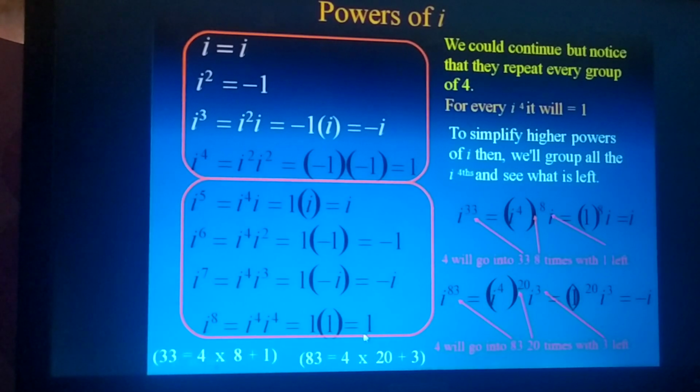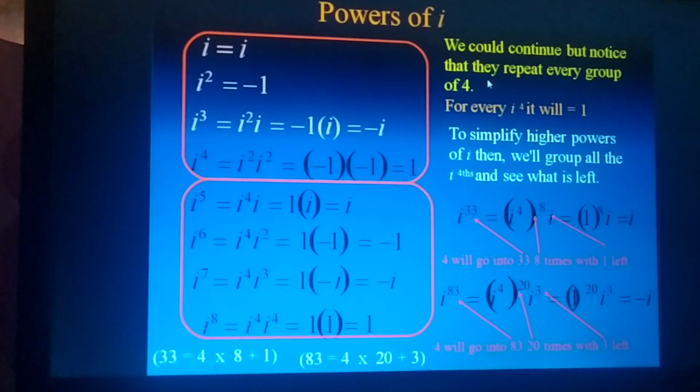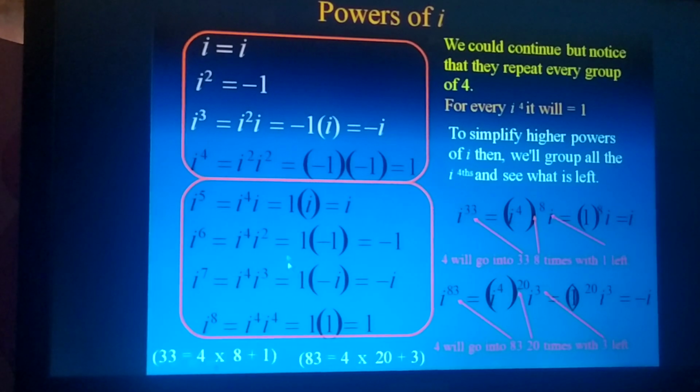So see here, all the values repeat. First i, minus 1, minus i, 1. Again, it is i, minus 1, minus i and 1. We could continue, but notice that they repeat in every group of 4. After 4, the values repeat.